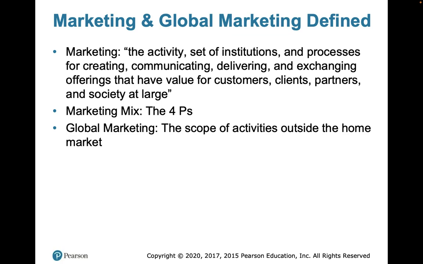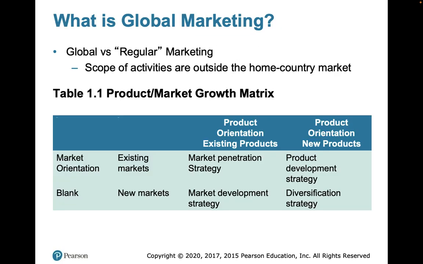As the lecture goes on, you get to know more of the activities that are involved in global marketing. Now we try to look at the product and market growth matrix. In this, we have the market orientation, we have the existing market, we have the market penetration strategy, we have the product development strategy, and all of these are different from one another.